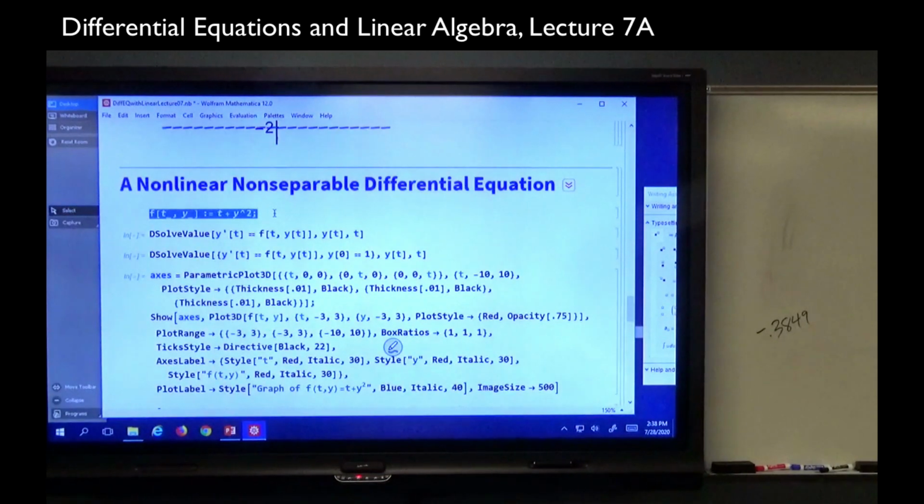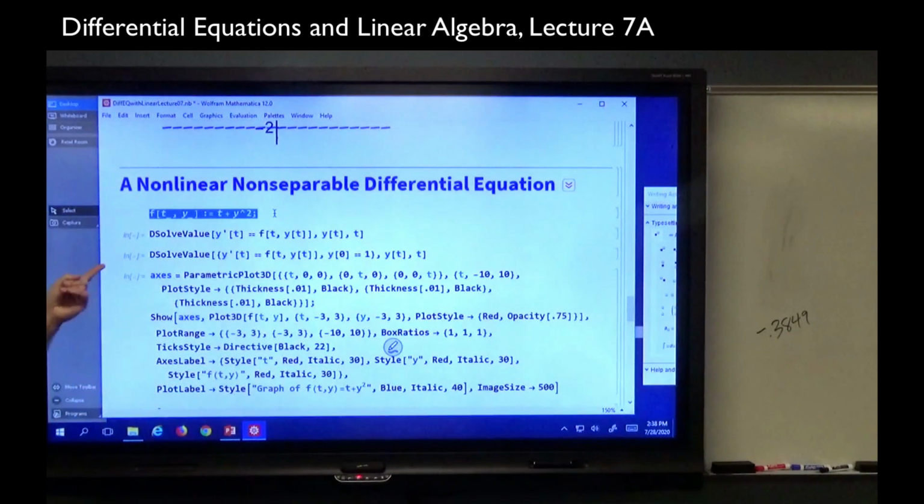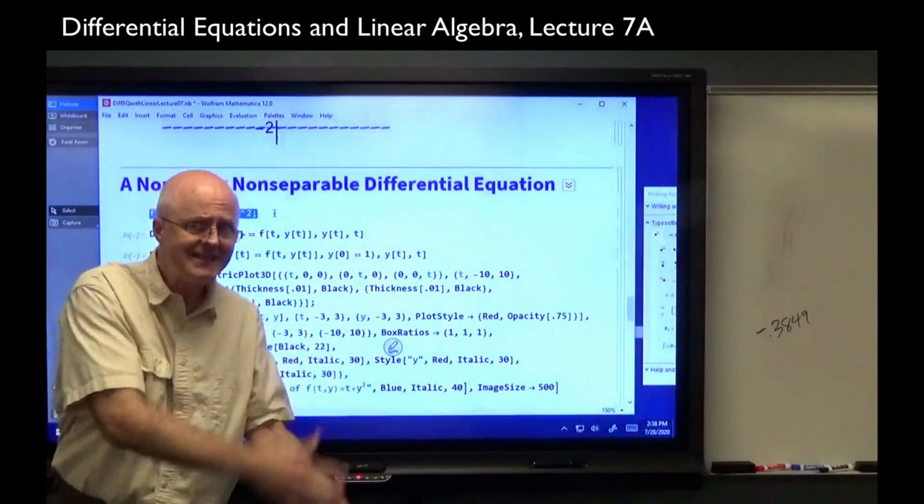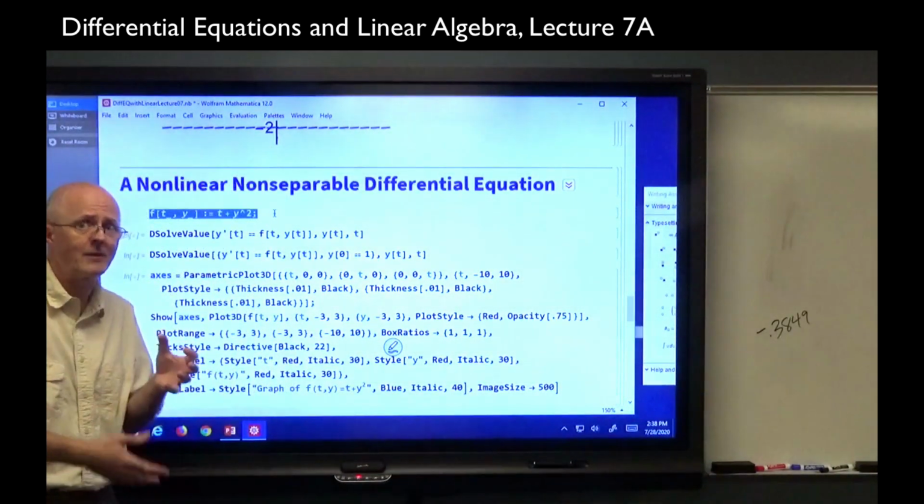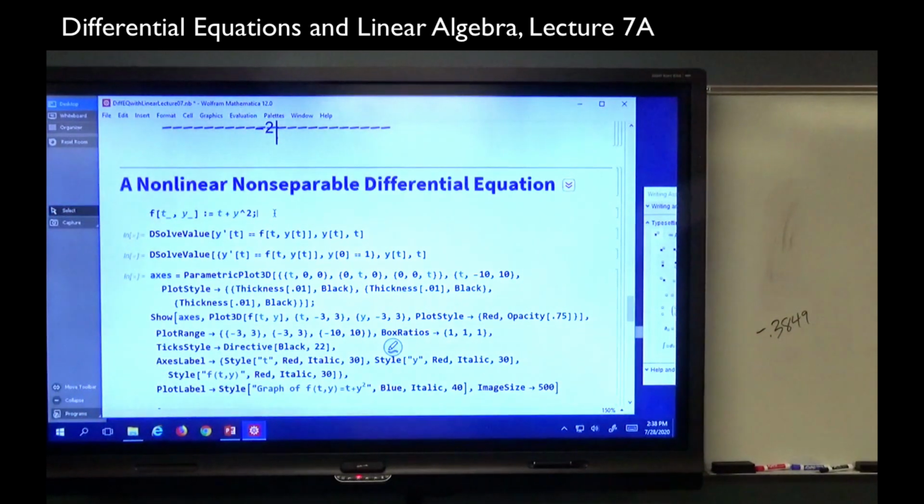Now I've got a function of t and y. That's the right-hand side function. Remember, right-hand side functions are not solutions. They are right-hand side functions. They help you figure out what the solutions are, symbolically or graphically, but they're not the solutions themselves.